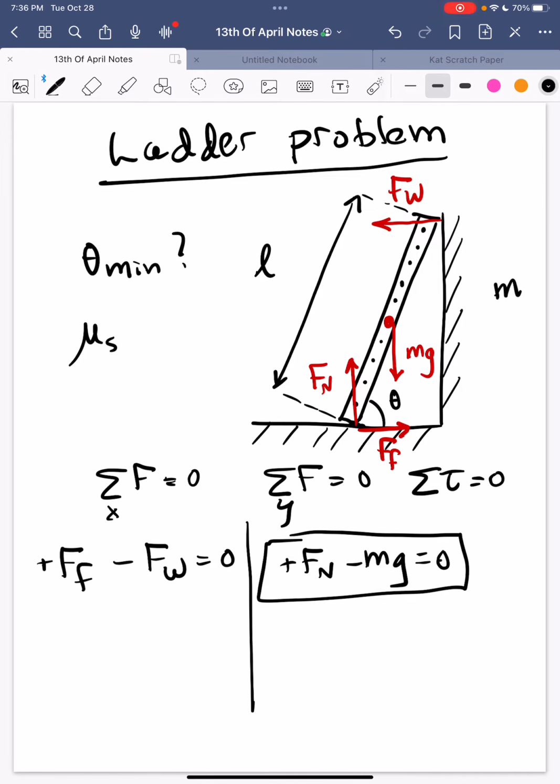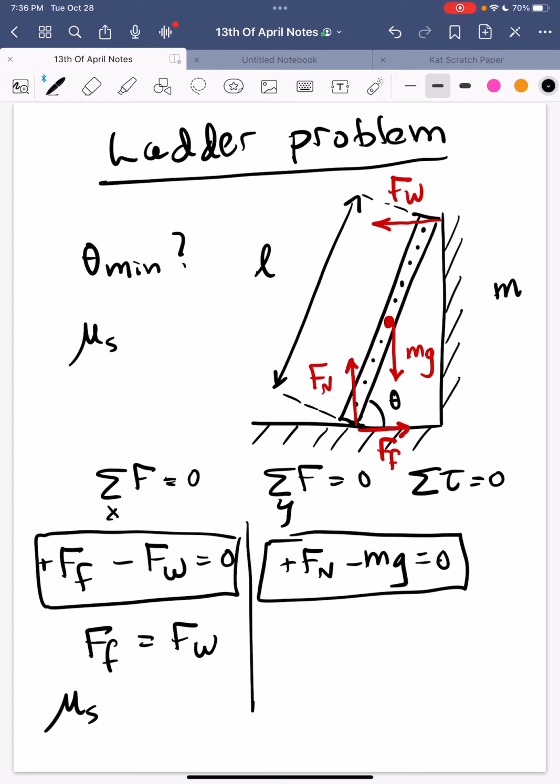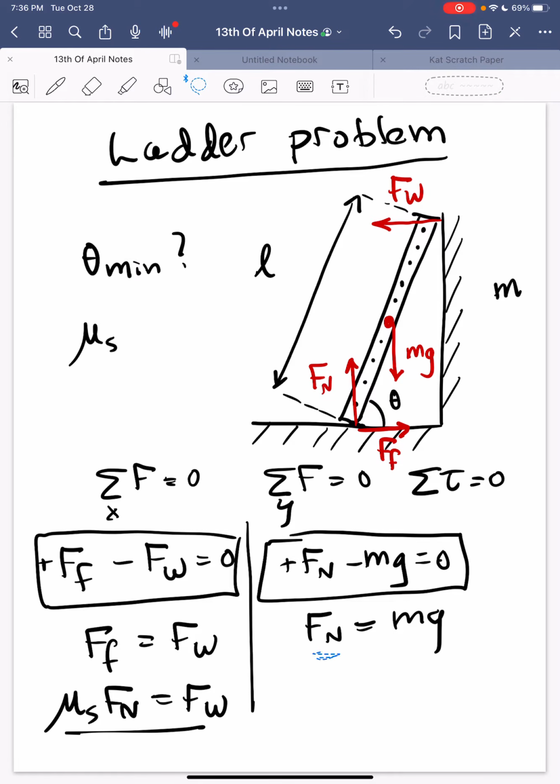We got that one, and we've got this one. Now I can simplify it a little bit further. I can say the force of friction basically equals the force of the wall, and the force of friction from what we learned before should be mu static times the normal force. That's how friction is defined, equals the force of the wall. So we'll use this, that's been worked a little bit more, and then to develop this one in y, I can basically say the normal force is equal to mg. It's got to be true. And so I should be able to then plug in this normal force here into this equation here. And if I do that, then I get mu static times mg equals the force of the wall.